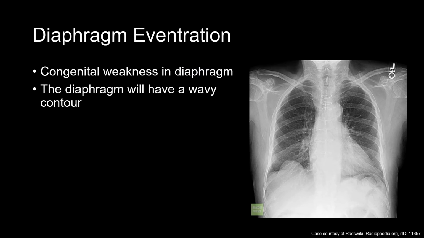Eventration of the diaphragm is a congenital weakness of the diaphragm muscle. It tends to create a bubble or an outpouching, or what they call wavy contours. You can see here this funky little molehill on top of the liver. This would be due to muscular weakness within the diaphragm, and it is called eventration of the diaphragm.